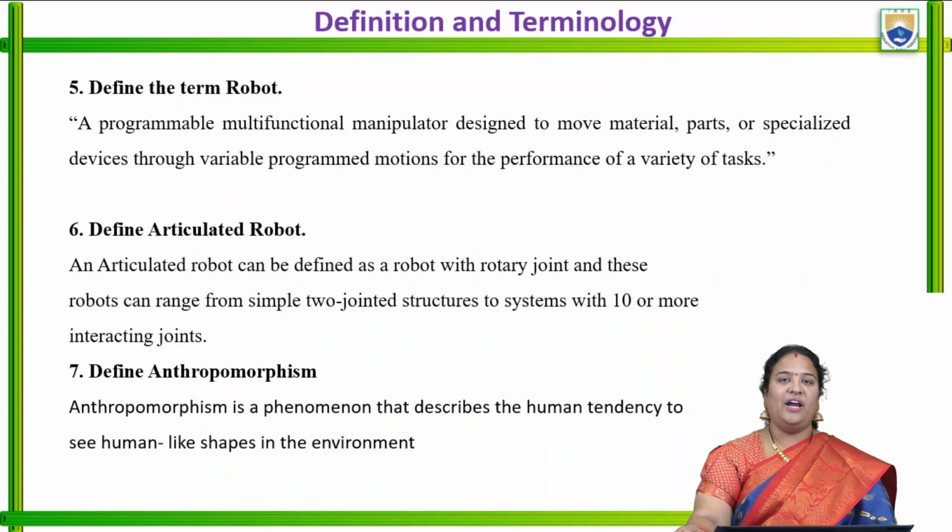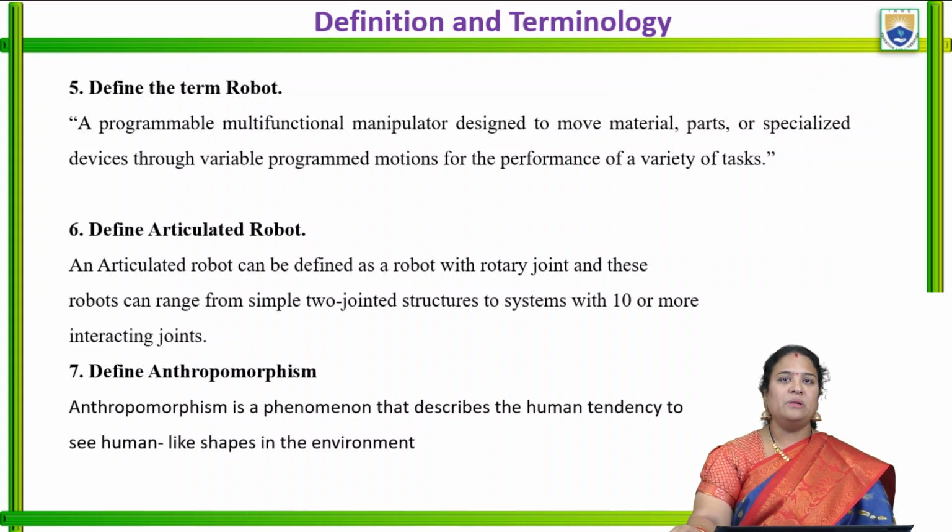Next one, define the term robot. What do we mean by robot? Robot is nothing but a structure which has been created to reduce the labor cost and to reduce the time consumption in large scale industries, in order to have quick production, in order to obtain quality products quickly in a large scale industry, and to reduce the labor cost, we have introduced a robot.